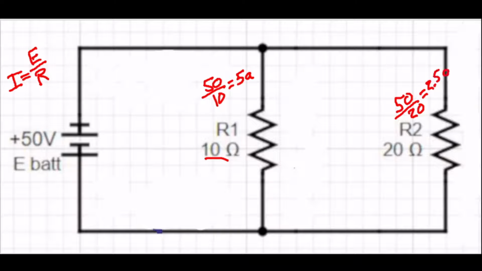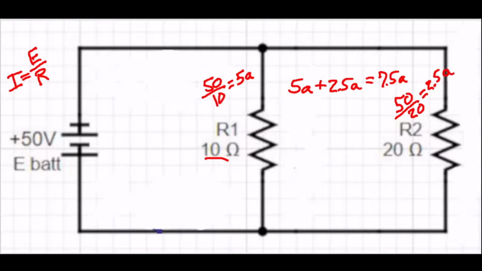2.5 amps. So we have a total of 5 amps plus 2.5 amps, and that should equal 7.5 amps. That is the total amperage for the circuit. And let's just see if that makes sense.